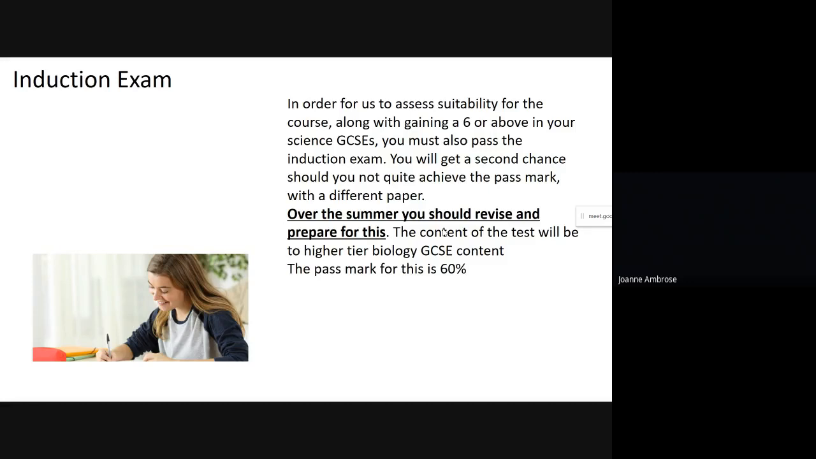So have a look at your summer work document, and you can follow the link to see the specification for the higher tier biology GCSE. You will get 2 goes at this if you don't quite manage to get 60% the first time, especially if you're only a little bit off. We will give you another chance with a different paper to prove that actually you do meet the requirements to continue studying A-level biology.